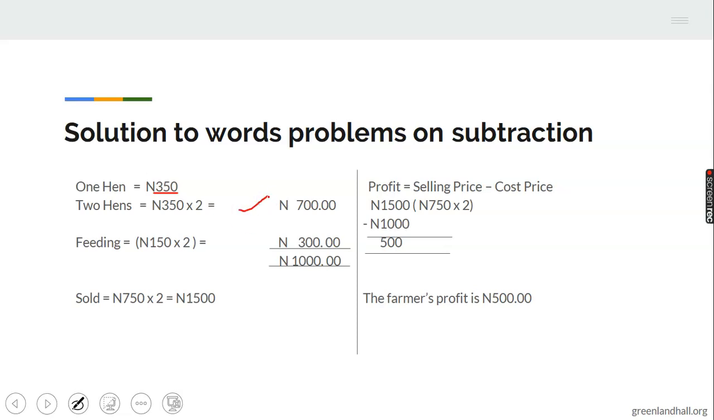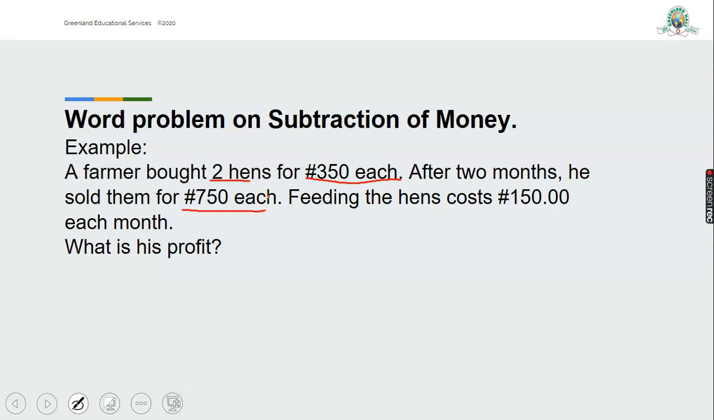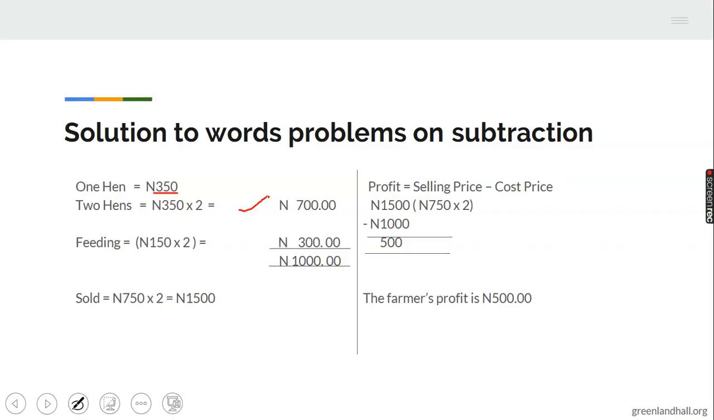Okay, now let's go back to that question again. After 2 months, he sold them for 750 naira each. Before he sold them, there is feeding. Feeding the hen costs 150 naira each. Before he sold the hens, he fed them with 150 naira each. Each of them spent 150 naira in feeding. So look at this. Feeding them, 150 naira times 2. That will give us 300 naira.